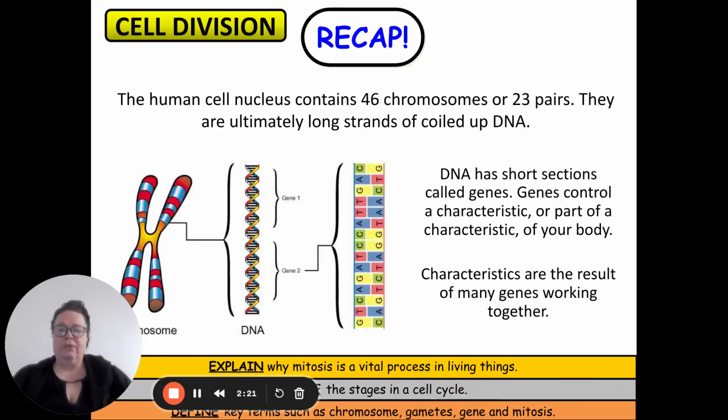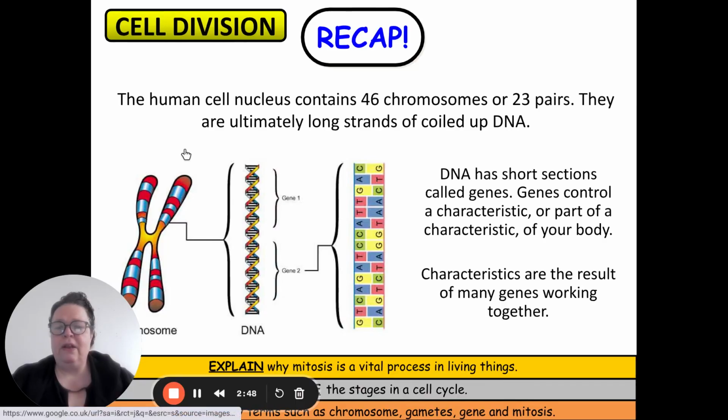Right, so what we need to do before we go into the mitosis is just have a little look at DNA. This should be a recap for you. Human cells, now this isn't all cells in other species, but humans, a cell nucleus, so let's say a skin cell, should have 46 chromosomes, or you can say 23 pairs. And they are long strands of coiled up DNA, and they look like this.